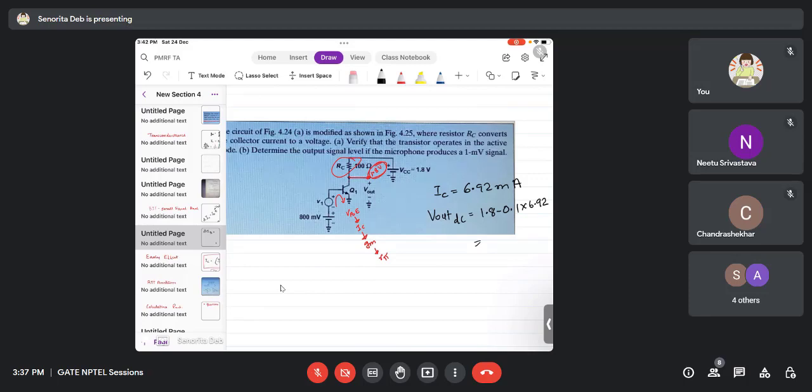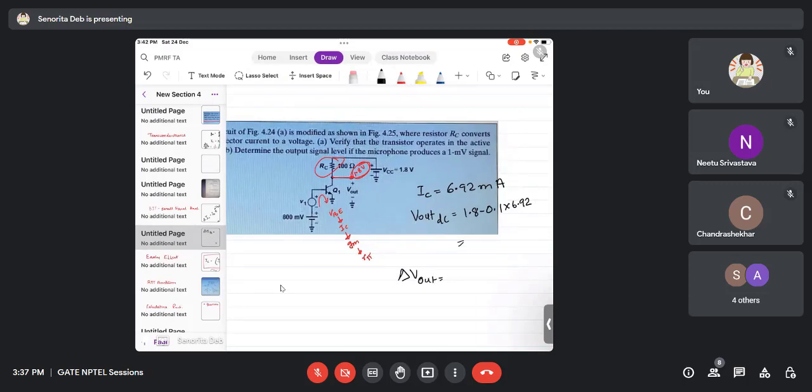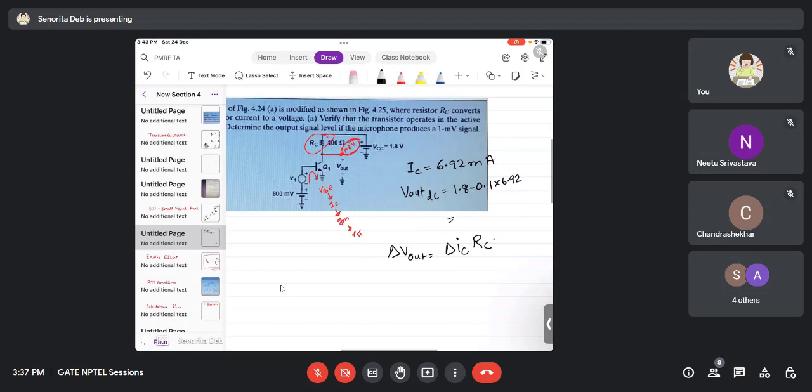But what is the change in the voltage? Delta V out is something which will occur because of the change in IC RC, so that will be delta IC RC. Why is it so? Because V out is nothing but VCC minus ICRC. Now if you say delta V out, delta VCC is nothing but 0, right? It is a battery, so that is 0, and therefore there will be this minus ICRC.